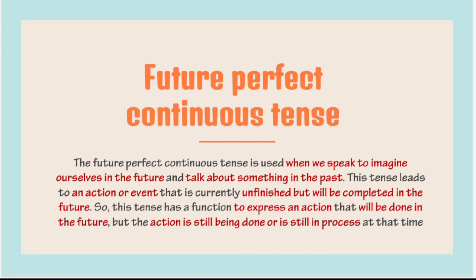So guys, the future perfect continuous tense is used when we speak to imagine ourselves in the future and talk about something in the past. This tense leads to an action or event that is currently unfinished but will be complete in the future. So, this tense has a function to express an action that will be done in the future, but the action is still being done or still in process at that time.